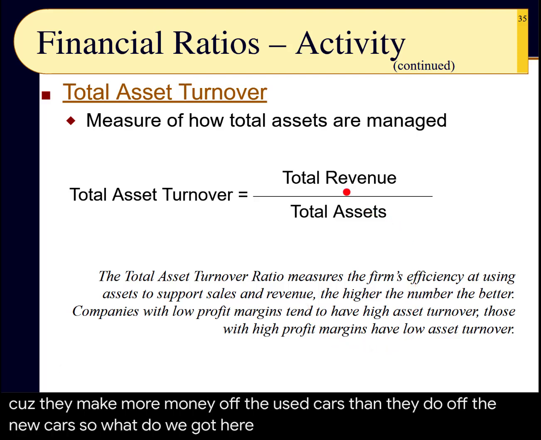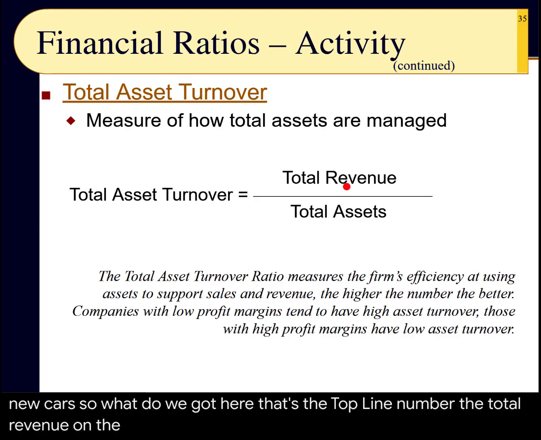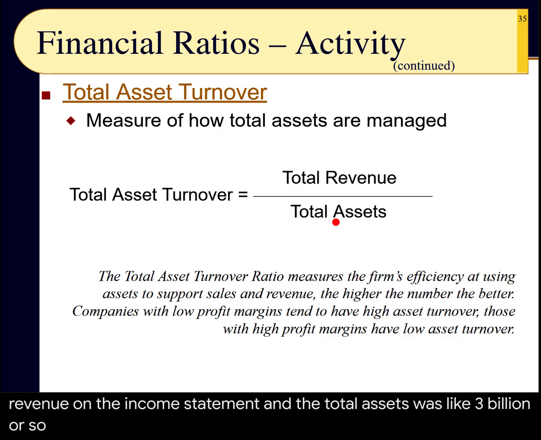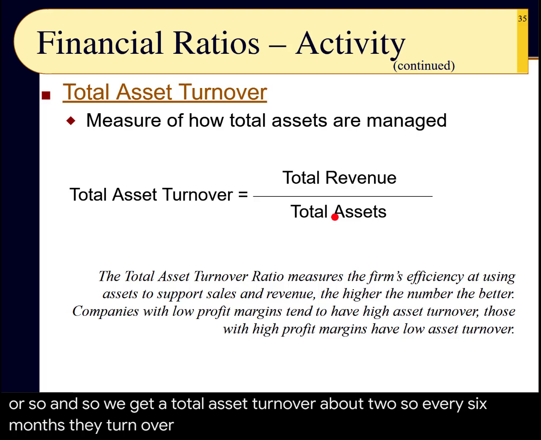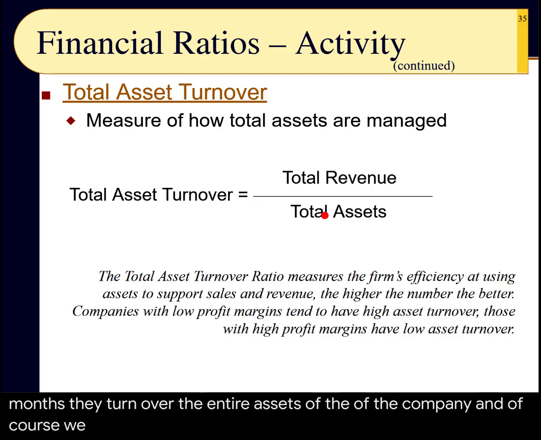That's the top line number, the total revenue on the income statement, and the total assets was about $3 billion or so. And so we get a total asset turnover of about 2. So every 6 months, they turn over the entire assets of the company. And, of course, we would take a look at their competitors and see how they do.